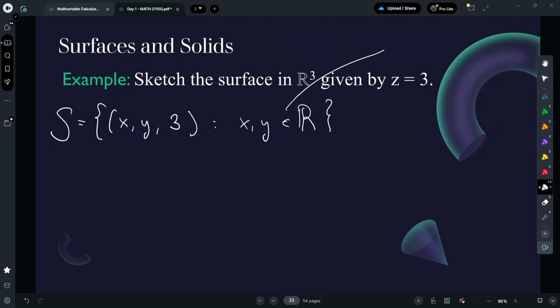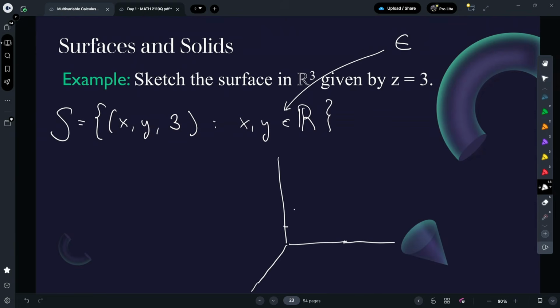That symbol that I keep drawing means it belongs to this other set. Okay, so what is that? Those are points. Let's now try to draw a few of those.